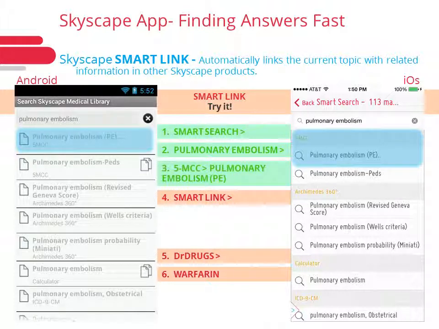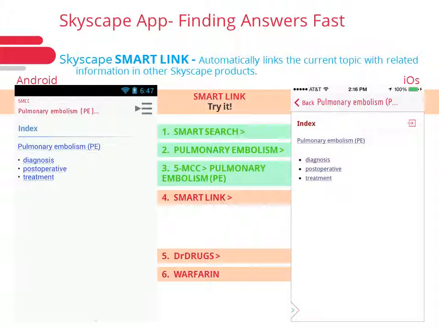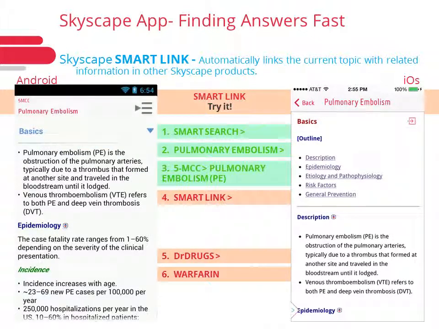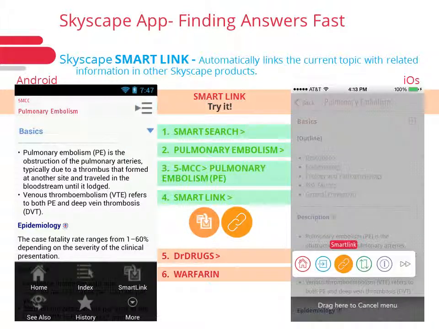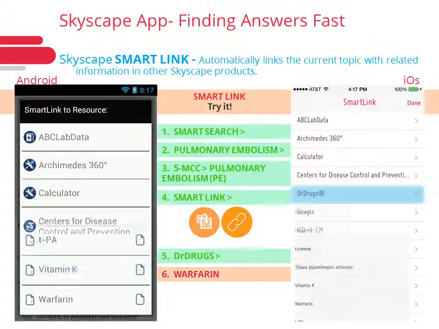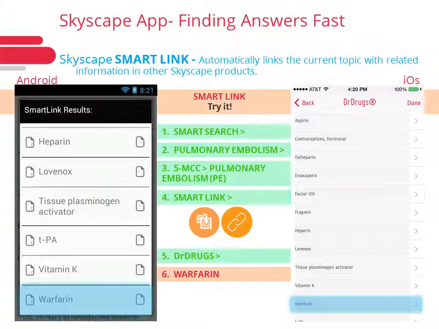Here in the resource we can research some information about PE. Now that we have found some information on PE, let us find some drugs that are related to PE. For this we can tap on the Smart Link button. Remember, when we tap on the Smart Link button, a list of our resources appear. Let's choose Doctor Drugs Guide. When we choose the drug guide, it gives us a few options to choose from. Let's choose warfarin. Now we can read some information about the treatment for PE with warfarin.